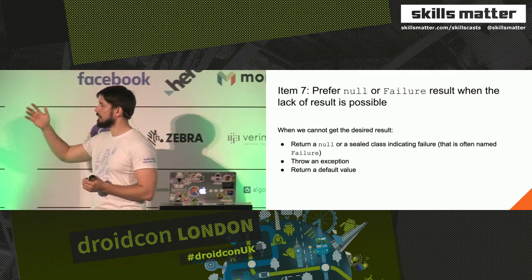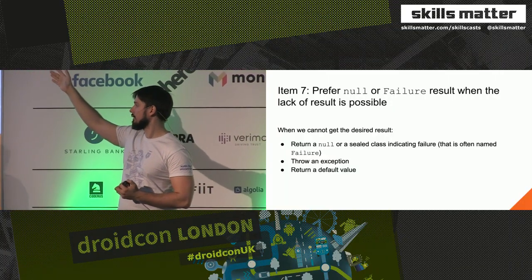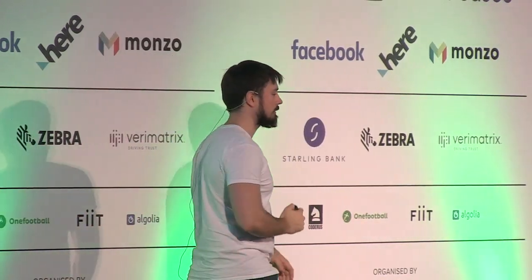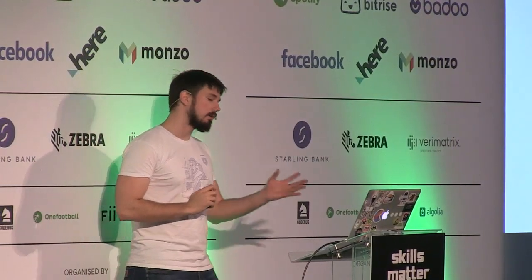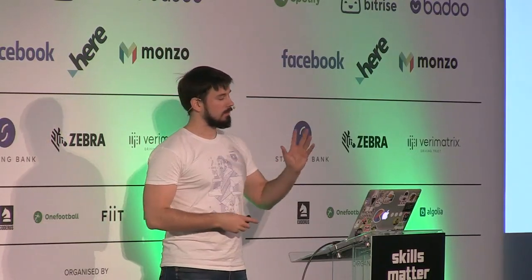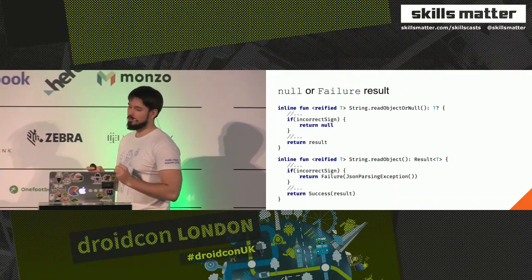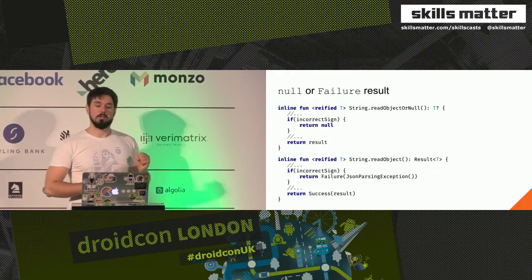So there are a few ways how we can deal with function that cannot get result. We can return null or some sealed class. We can throw an exception, or we can return some default. I think we should think about the first one, returning null or a failure. Here is function reading an object, and we assume that it might be unable to read this object. And the first one, read object or null, in case of inability to read this object, just returns null. Null is a universal message to say that we couldn't read this object.